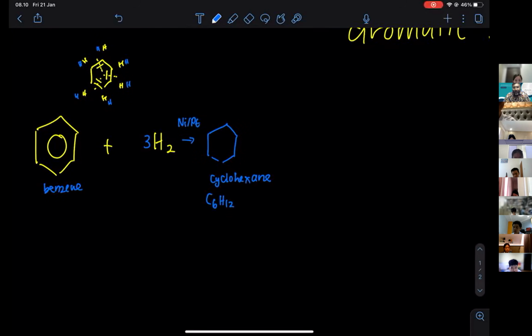Normally under electrophilic addition we use 140 for alkene, but this one should be high pressure and high temperature. If you want to give a value, maybe you can give 180 or something like that. But in your syllabus they say high temperature only, they didn't give a value, so you just say high temperature is fine. Nickel and platinum.